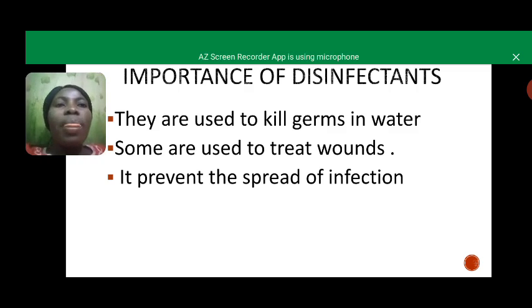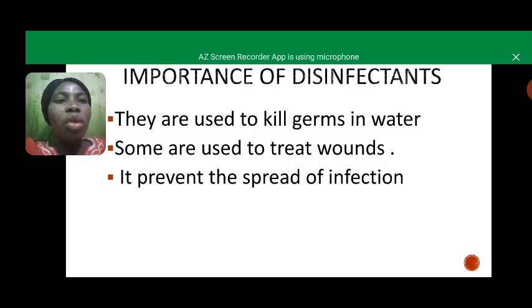Okay. Now very quickly we're going to be looking at the importance of disinfectants. In what way are disinfectants important? Number one, they are used to kill germs in water. We use them to kill germs in water. Like I said initially, that's the main purpose of disinfectant. Then some of them are used to treat wounds, like the TCP and the NCP that I mentioned. Those ones are what they are used to treat wounds.